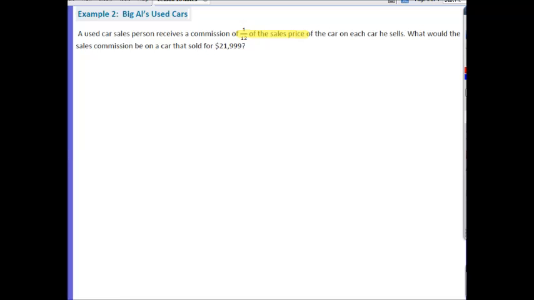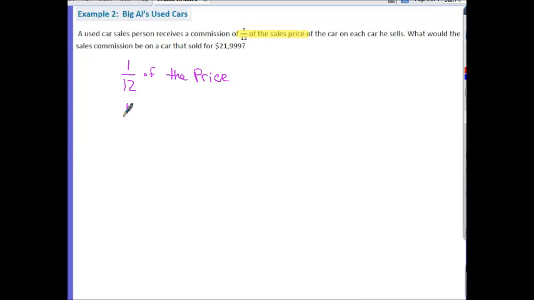If you are talking about commission, commission is what a salesperson earns on top of their base salary, and it's based off of a percentage or a fraction of their sales. So in this case, this salesperson earns 1/12 of the sale price. So let's write that down. So 1/12 of the sales price.